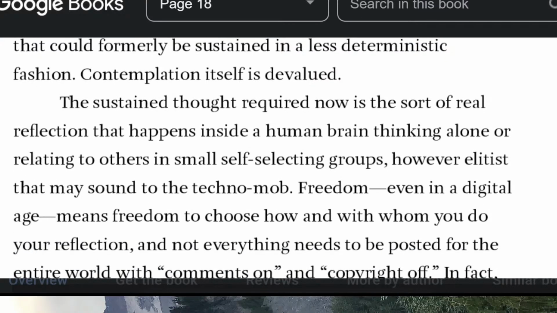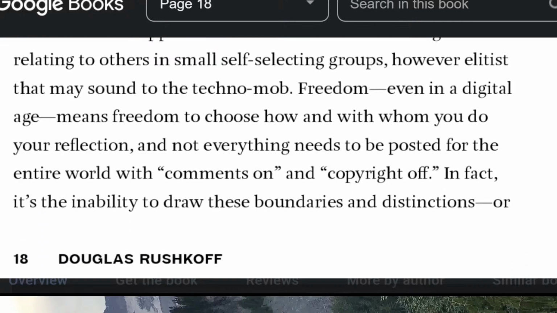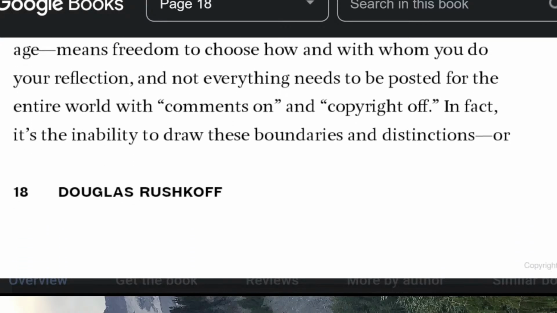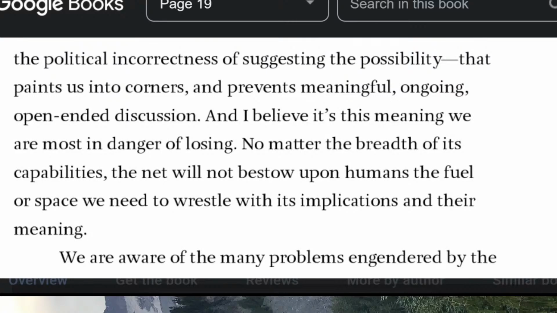Contemplation itself is devalued. The sustained thought required now is the sort of real reflection that happens inside a human brain, thinking alone or relating to others in small, self-selecting groups, however elitist that may sound to the techno mob. Freedom, even in the digital age, means freedom to choose how and with whom you do your reflection, and not everything needs to be posted for the entire world with comments on and copyright off. In fact, it's the inability to draw these boundaries and distinctions, or the political incorrectness of suggesting the possibility, that paints us into corners and prevents meaningful, ongoing, open-ended discussion.